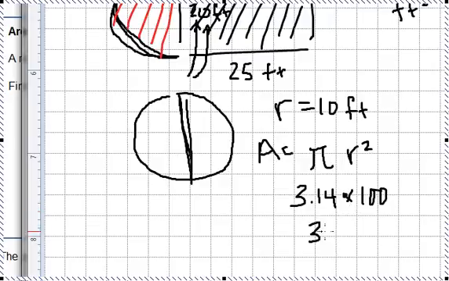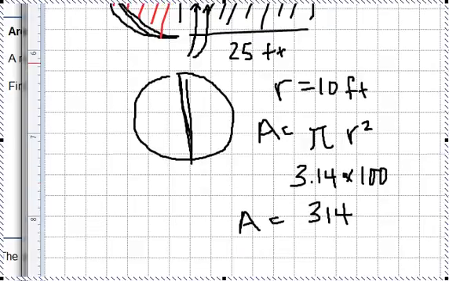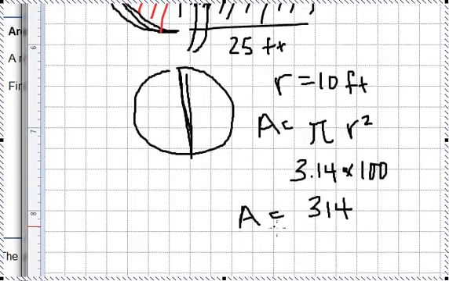314. Good. Now what do I do with this? I'm running out of time, so I'll probably have to just re-jing this thing. But what do I do with this at this point? I half it. Very good. So 314 divided by 2.